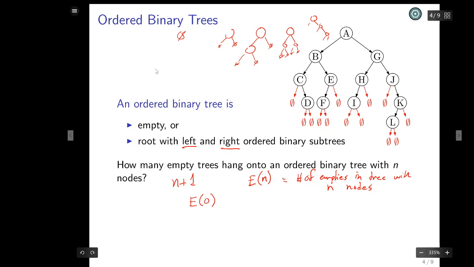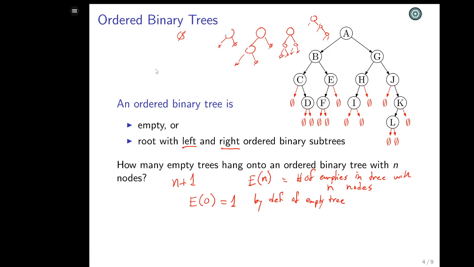Well, we have to ask ourselves, what is a tree with 0 nodes in it? But we know what that is by the definition of trees with no nodes in them. It's the empty tree, and that has 1 empty. So this is by definition of empty tree, from our recursive definition. And then what do we have?